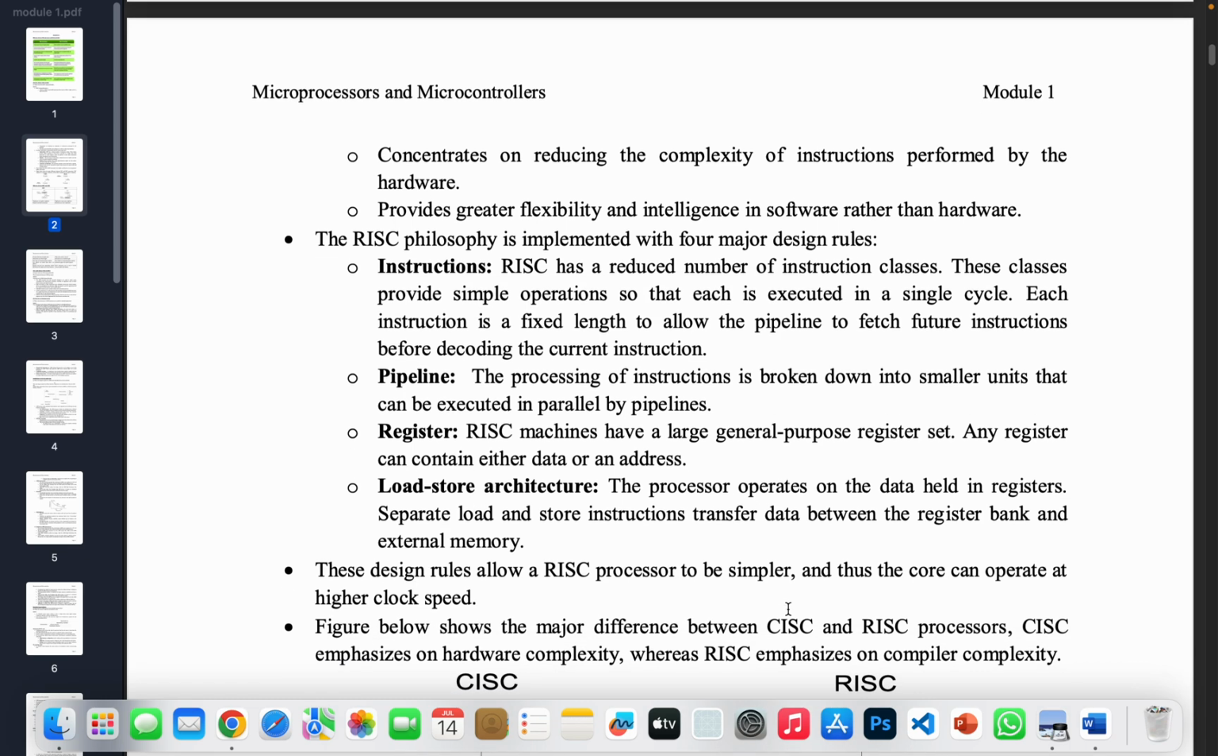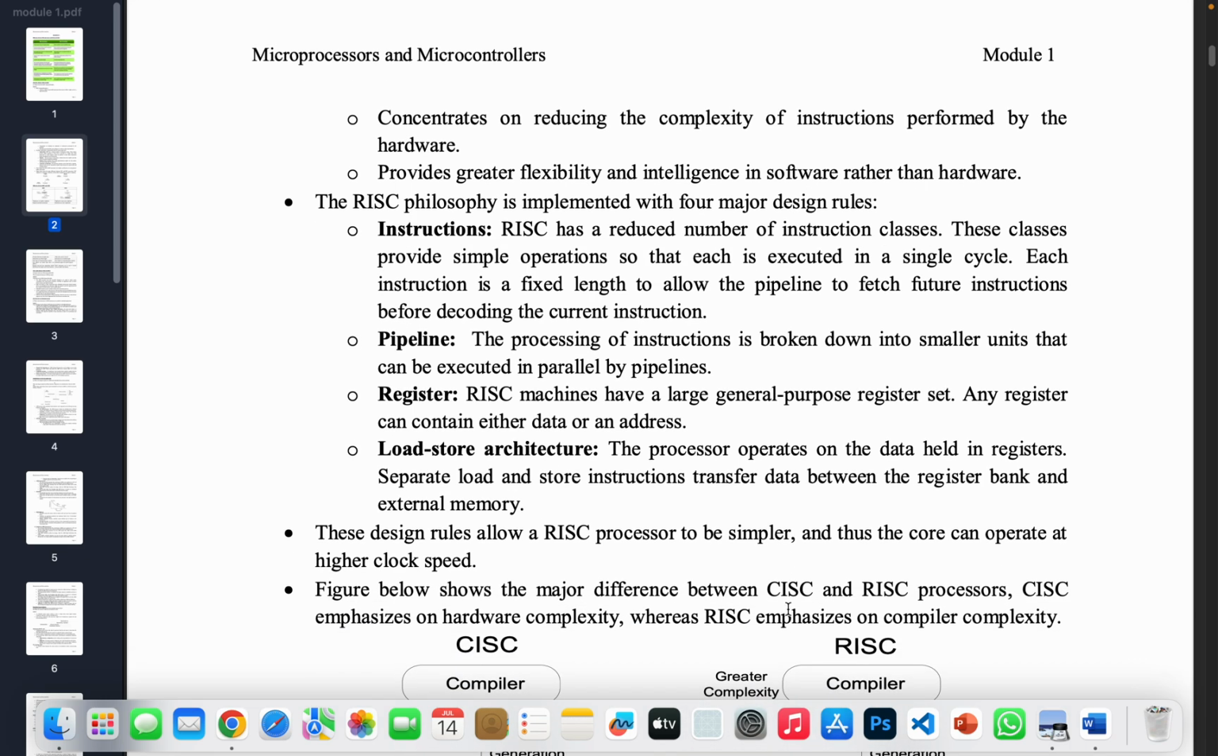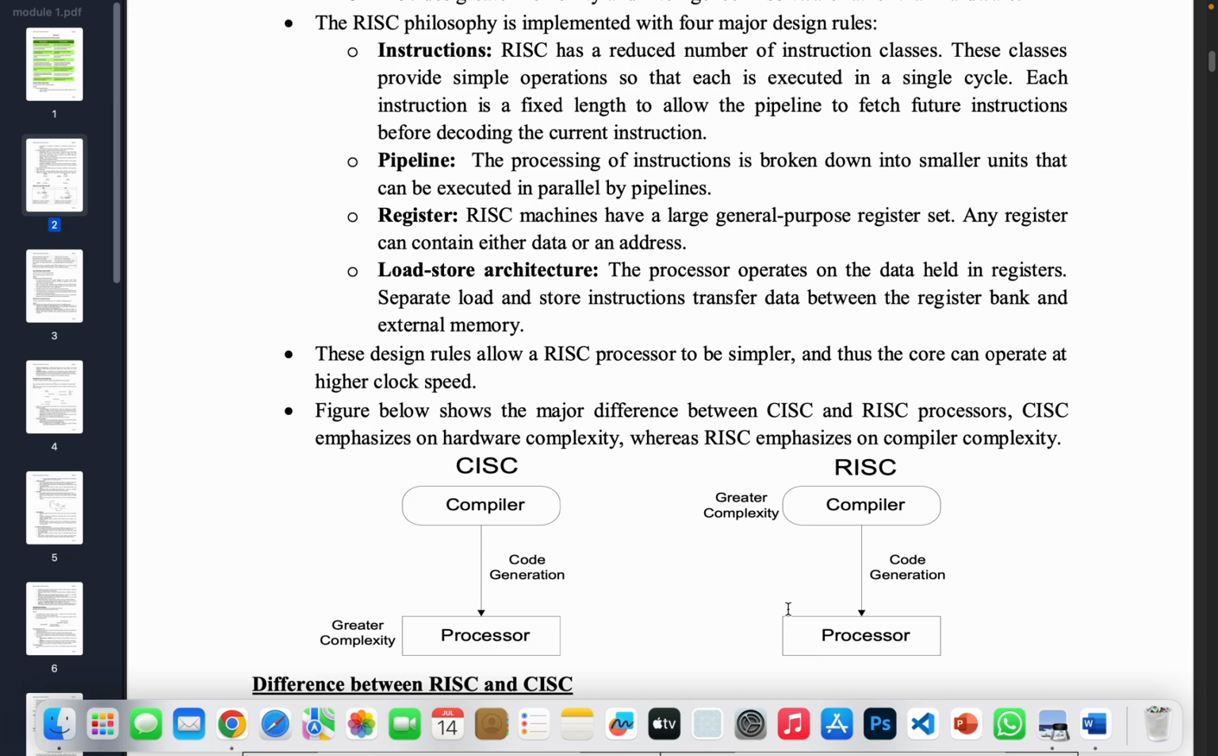Then the second one is pipeline. The process of an instruction is broken down into smaller units that can be executed in parallel by pipelines. The third one is register. RISC machines have a large general-purpose register set, where any register can contain either data or an address. Then load-store architecture: the processor operates on the data held in registers. Separate load and store instructions transfer data between the register bank and external memory.